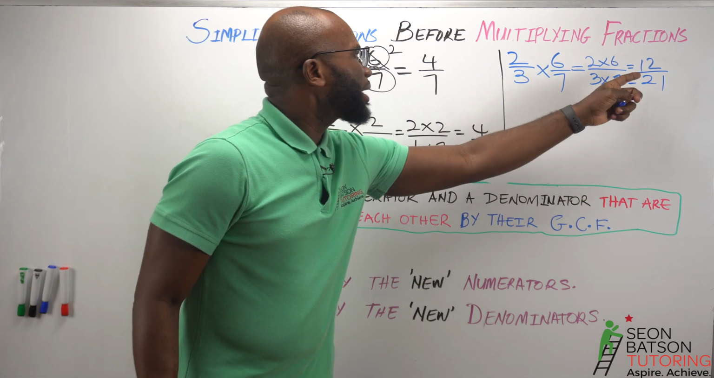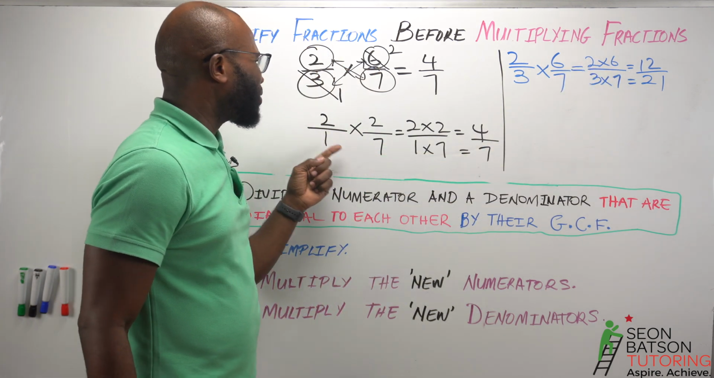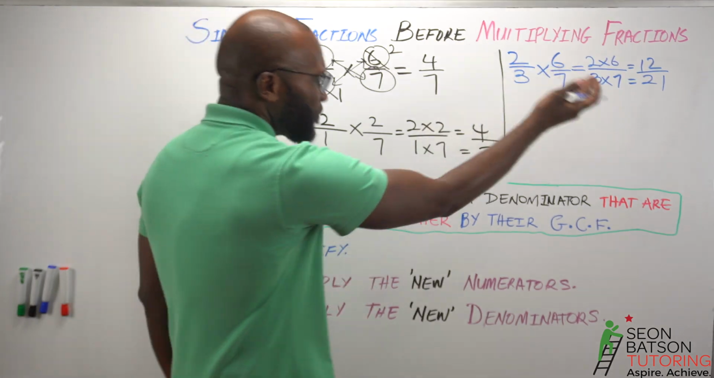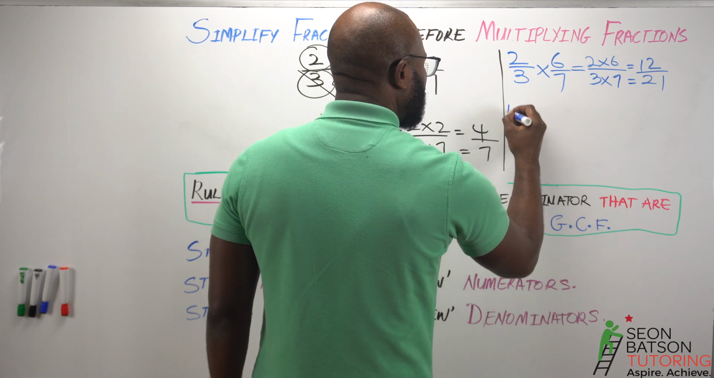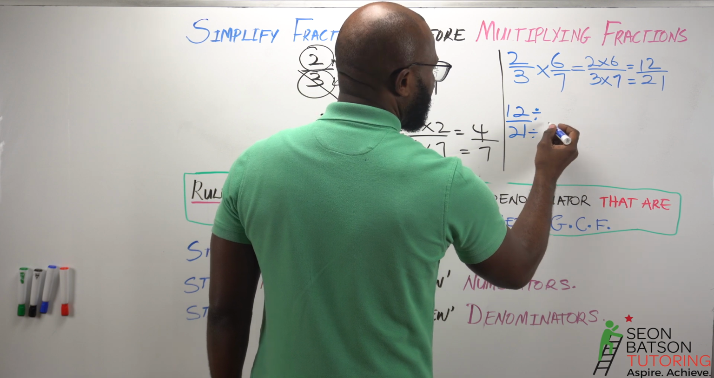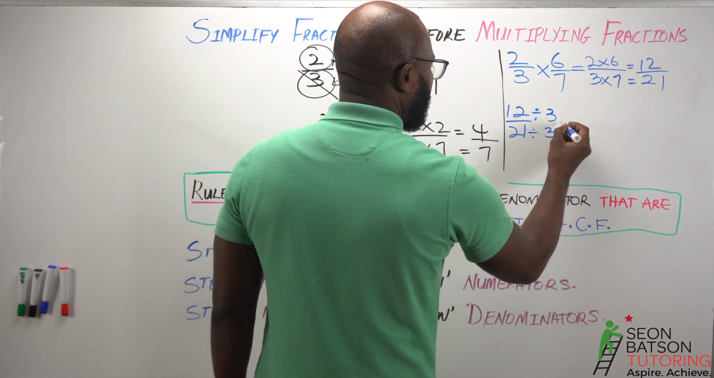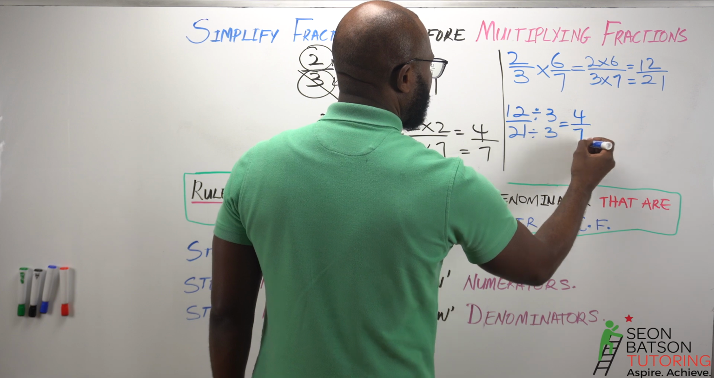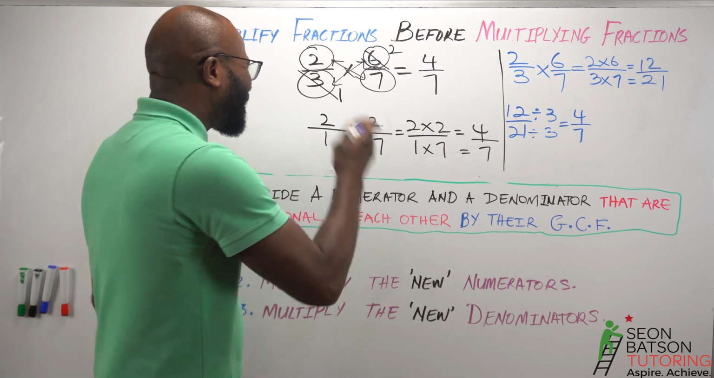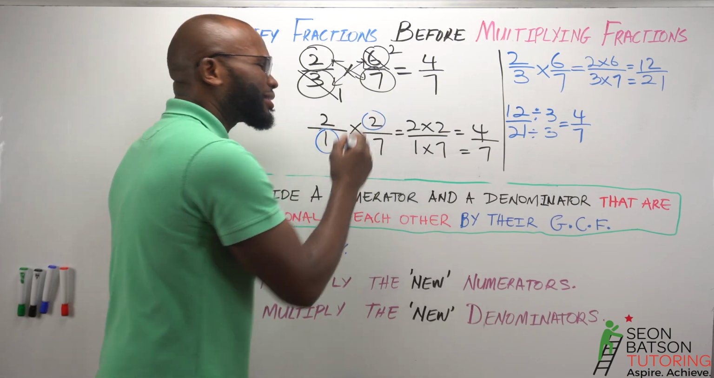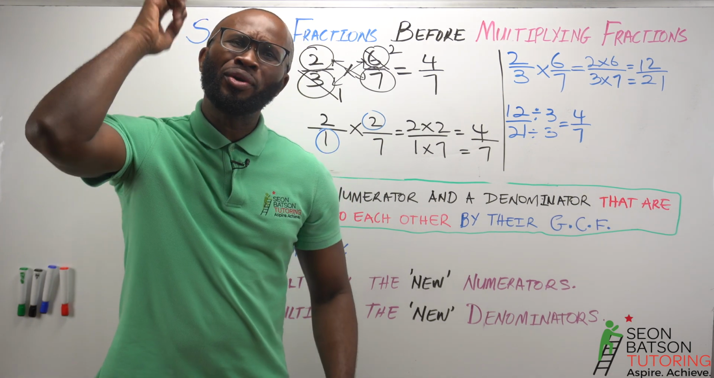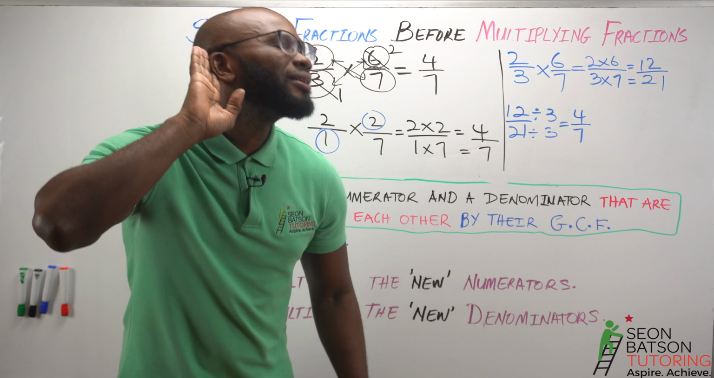But why would you want to multiply these big numbers when you can multiply 2 and 1? Simplify first. Of course, if we were to write 12/21 in simplest form, we will divide both by 3, and we will still get 4/7. But why go through all of that when you can simplify and work with baby numbers? Say it with me. Simplify before you multiply.